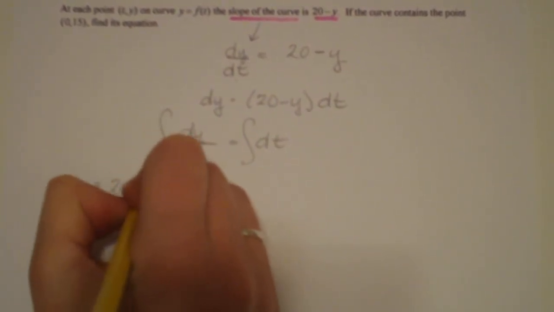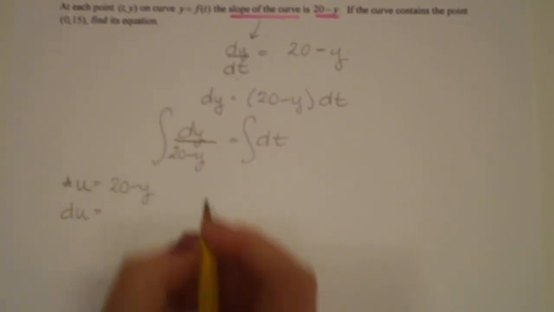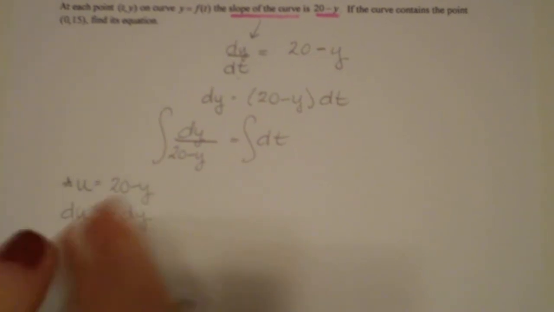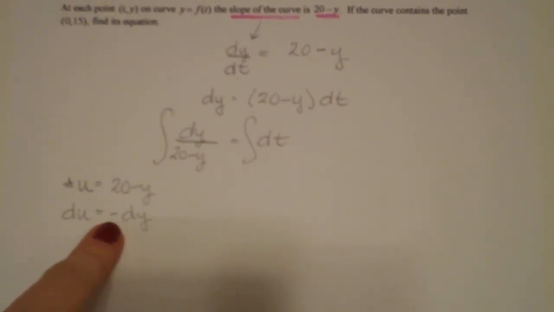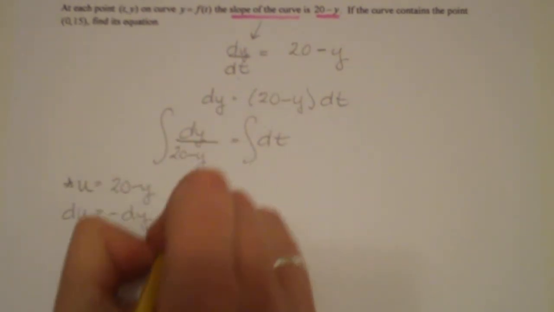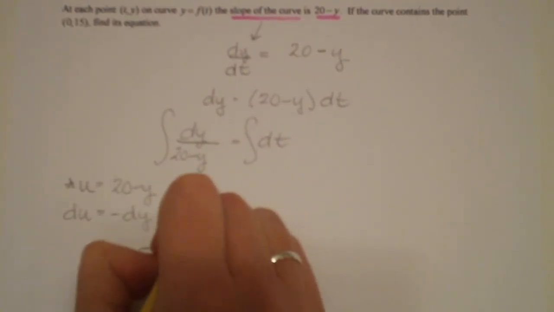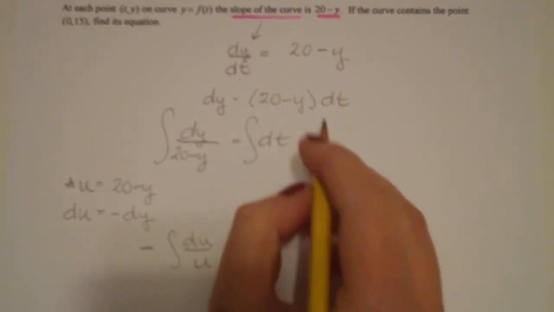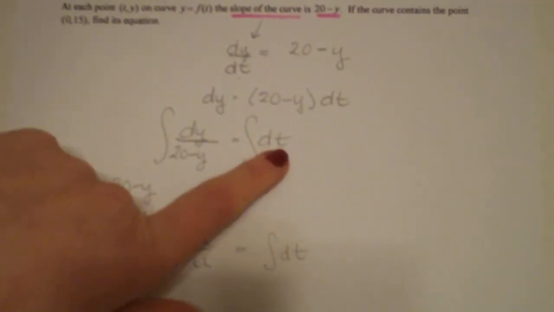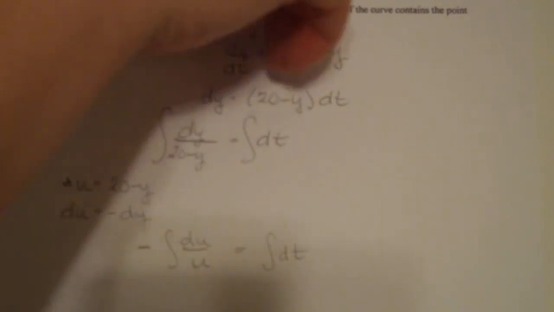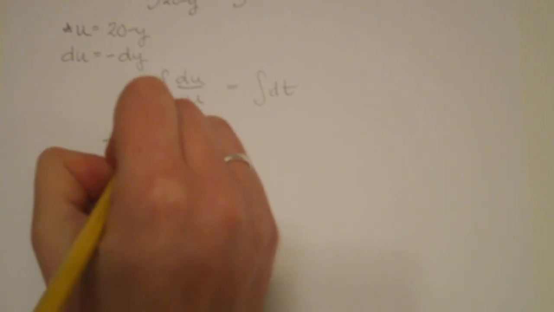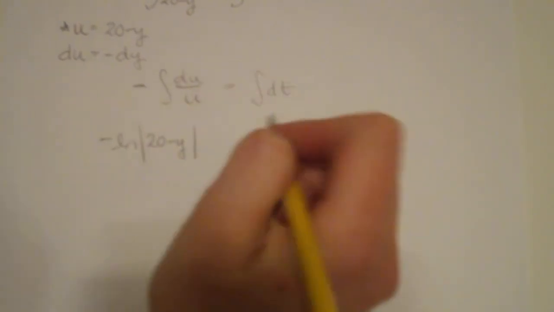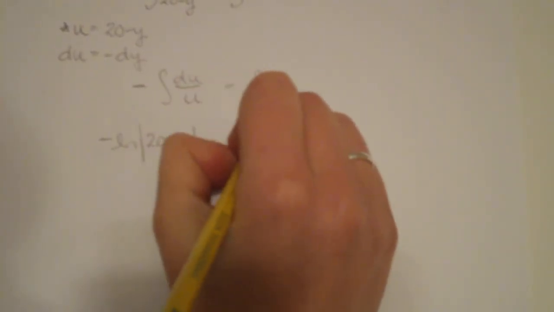U equals 20 minus y. Du is equal to -1 dy, which I don't need that -1. I just have a negative dy. So when I rewrite this, this turns into negative integral du over u, and that's equal to the integral of dt. I don't need to do a u sub on the dt, okay? So now, man, can't even fit all this on the page. Here we go. I integrate, I get negative ln, absolute value of u, which I'll sub in as 20 minus y, is equal to t plus c.